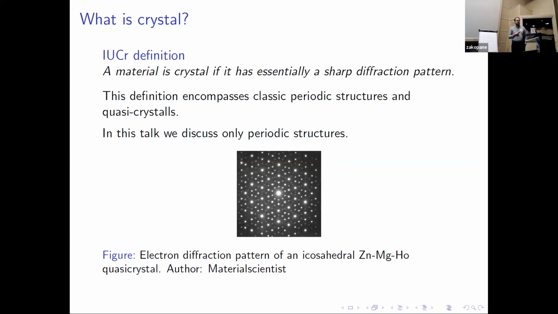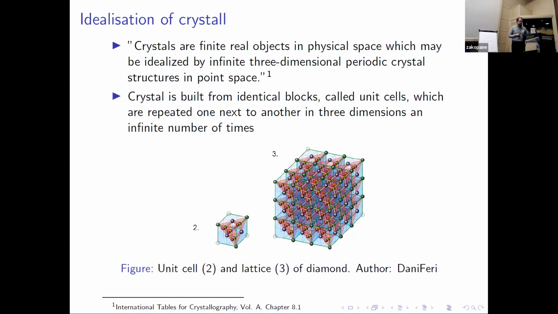A material is a crystal if it has an essentially sharp diffraction pattern. This definition encompasses classic periodic structures and quasi-crystals, but in this talk I will discuss only periodic structures. By an n-dimensional periodic structure, I understand a structure consisting of a motif which is repeated in n directions. As we can read in the International Tables for Crystallography, crystals are finite real objects in physical space, but they can be idealized by infinite three-dimensional periodic crystal structures.